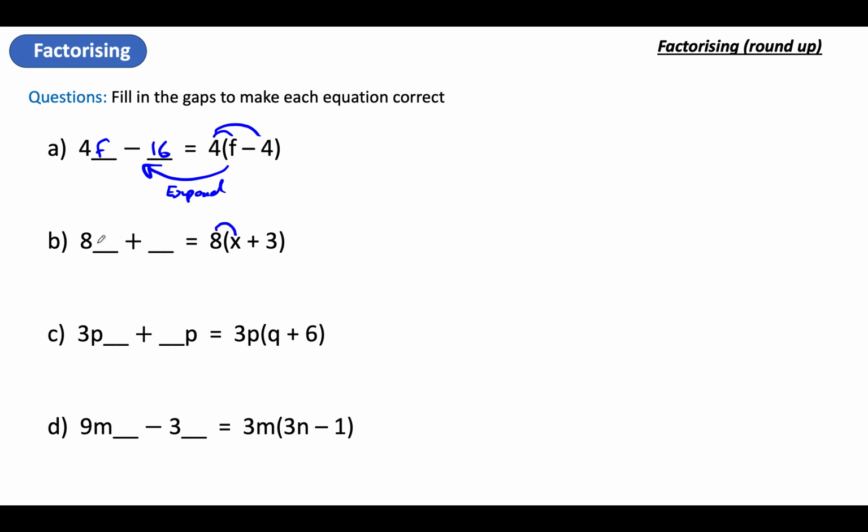Well, 8 times by x is 8x, so that needed to be an x. And 8 times by the 3 is 24. Hope you didn't add them, or just put 83. You have to times them to make 24.